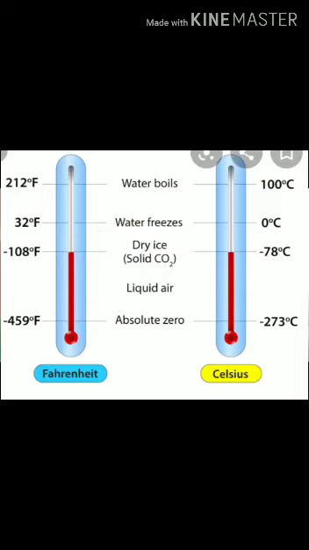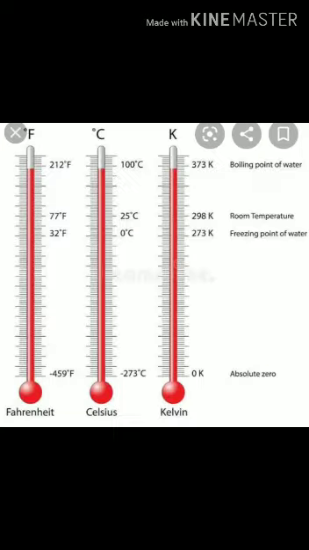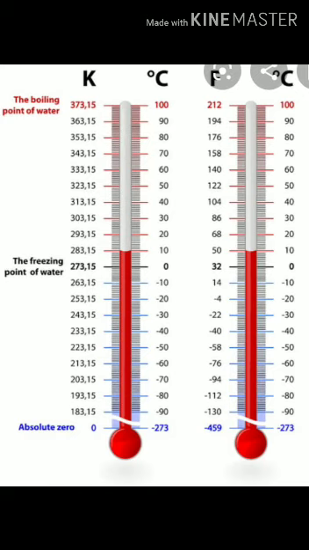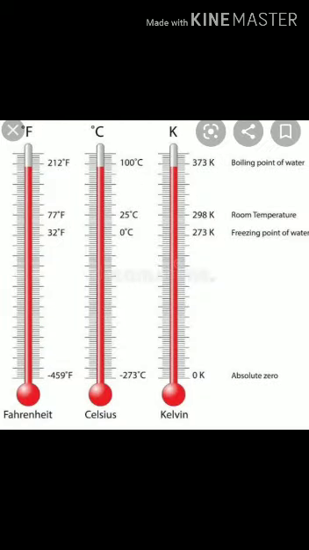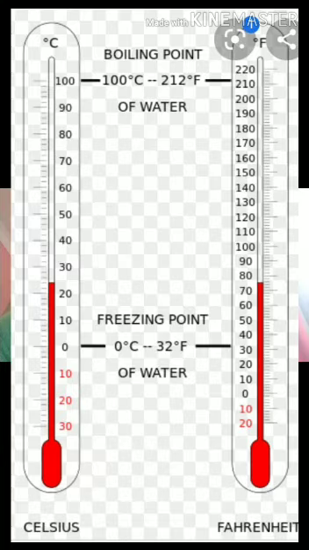Now on to the scale. Two scales are more commonly used, one is called the Celsius scale, another is called the Fahrenheit scale, and the SI unit Kelvin scale is also there. Marking should be done considering two fixed points, one called the lower fixed point, another called the upper fixed point. In the Celsius scale the lower fixed point is 0 degrees centigrade and the upper fixed point is 100 degrees centigrade, whereas the boiling point of pure water is 100 degrees centigrade and the freezing point of water is 0 degrees centigrade.